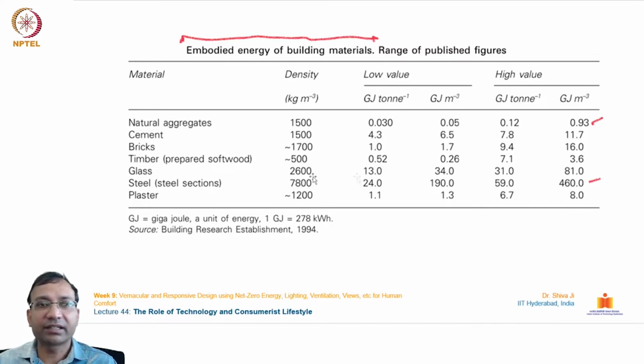This glass takes around 81, and the highest is taken by the steel, which is like 460 gigajoules per cubic meter. So that much energy is required to produce 1 cubic meter of steel. If we compare, this first value is less than 1, and this value is like 460. So there is an immense difference between this and this.